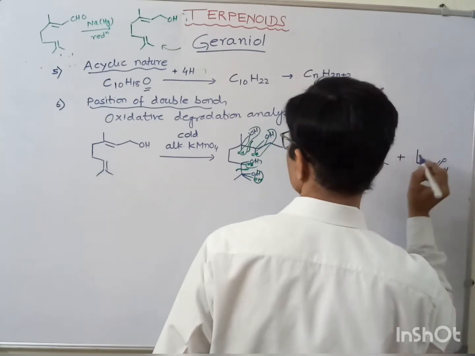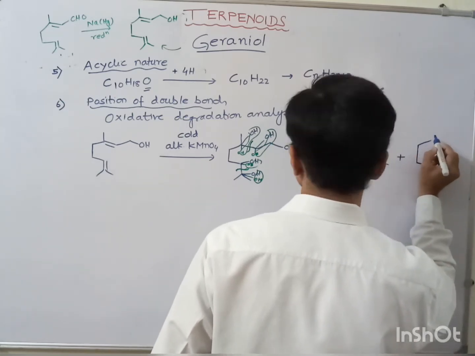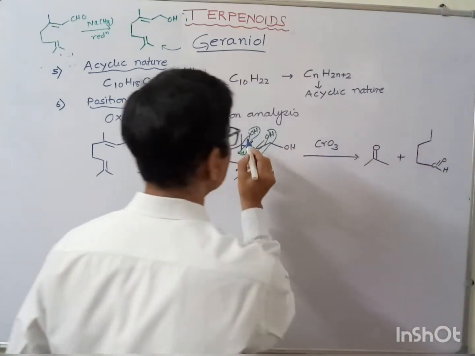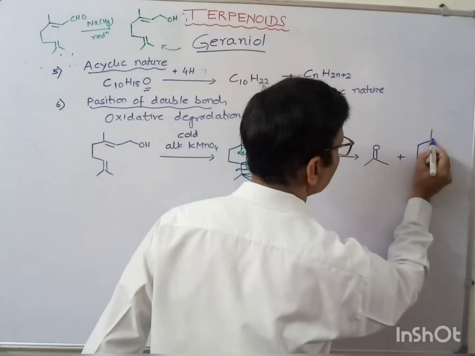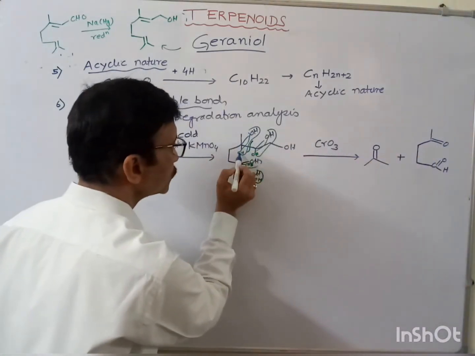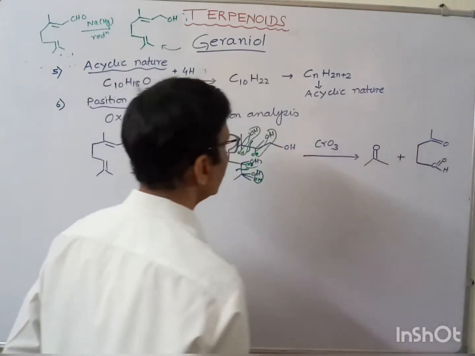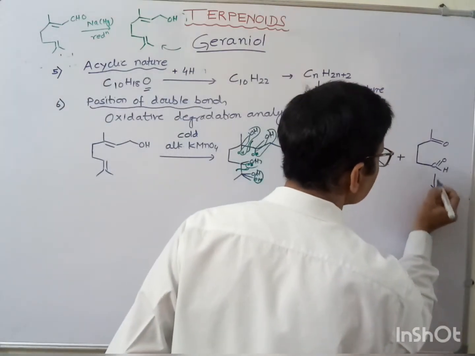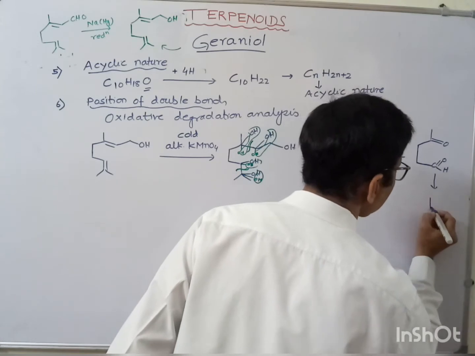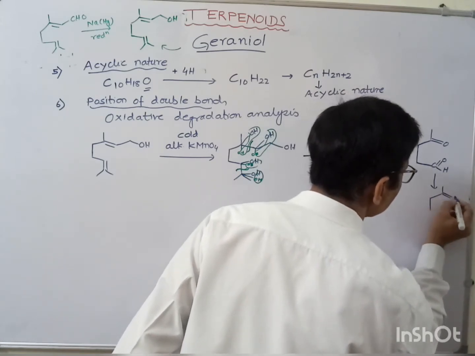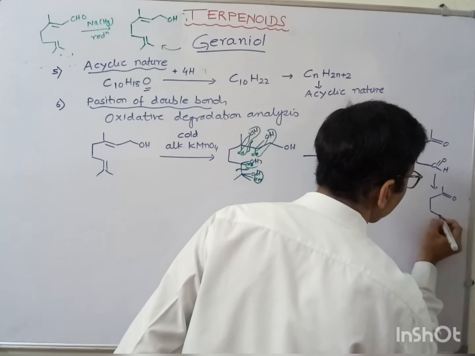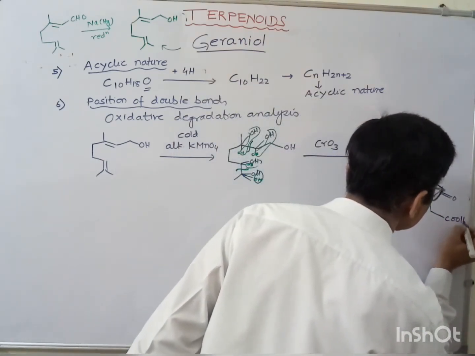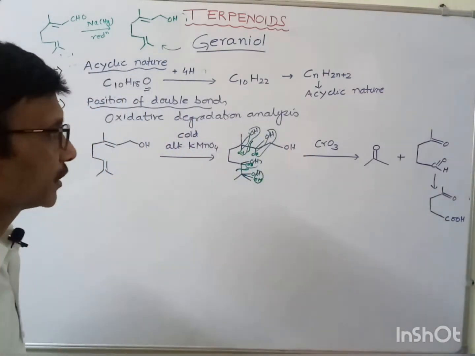That would be converted into CHO, and this group will also be converted into ketone. So after the removal of this H2O from here, this is converted into ketone. Okay. Now finally, again the oxidation of this will take place, and we can write the product. COOH. So this would be the final product.